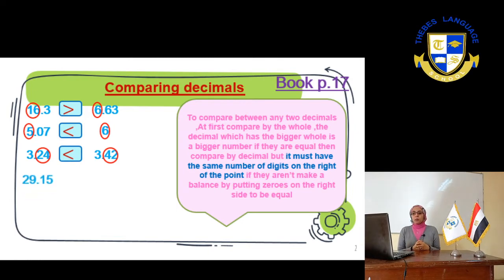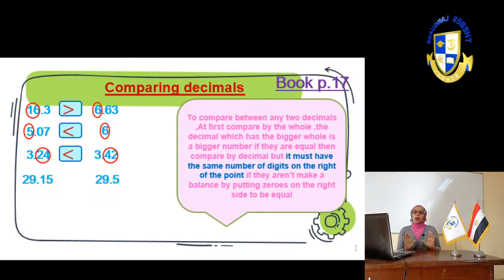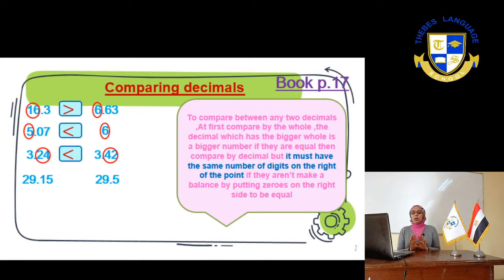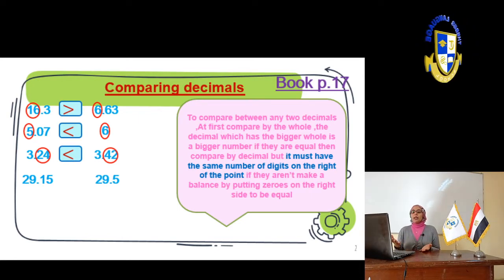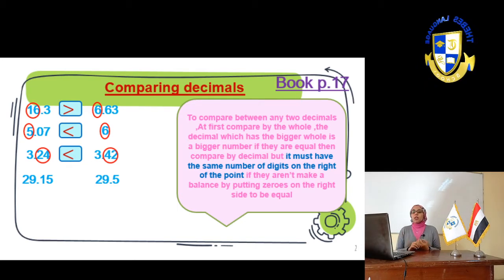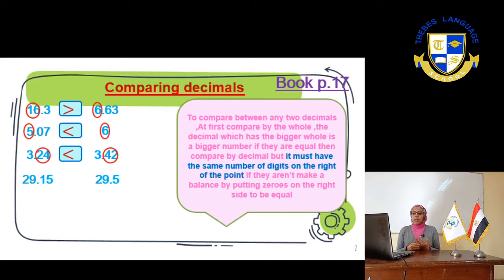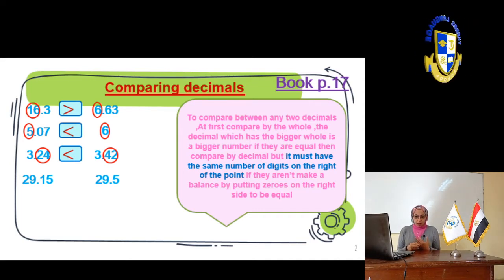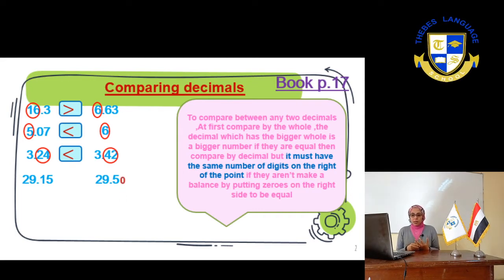29.15 and 29.5. 29 equals 29. The wholes are equal. Go to the decimal part. Here we have 15 and here we have 5. At first make a balance. Here we have 2 digits and here we must have 2 digits by putting a 0 on the right of 5. So here we have 15 and here we have 50. Which is bigger? 50, of course, is bigger.